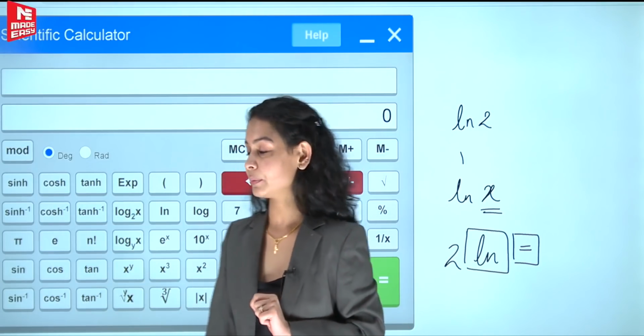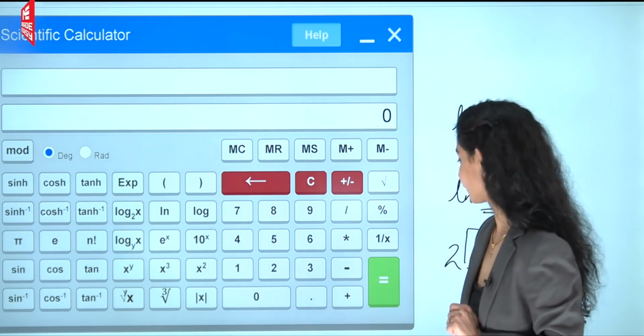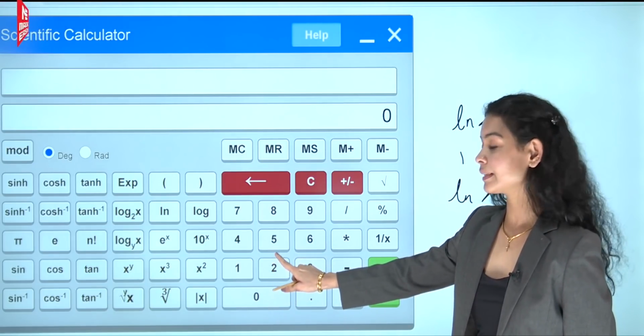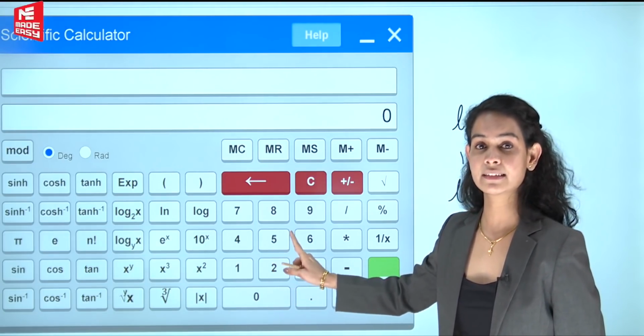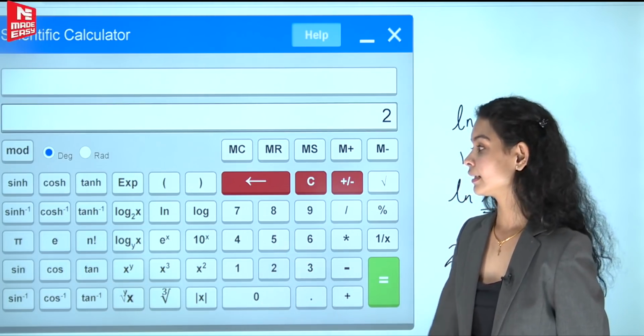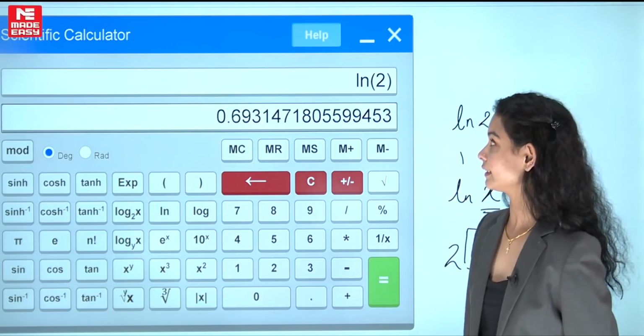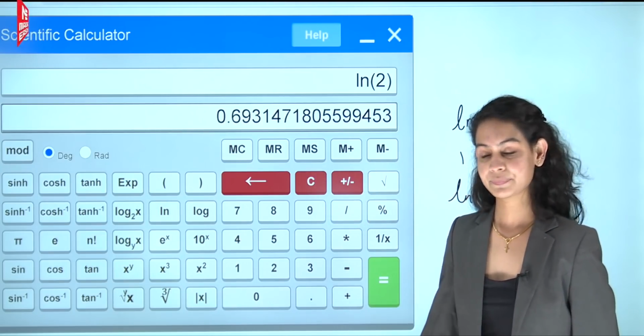Let us see this on a virtual calculator. First you will have to enter the value of x. So we are calculating ln 2, the value of x here is 2, enter 2. Then press the ln tab here and then press the equal to sign. You will get the answer.